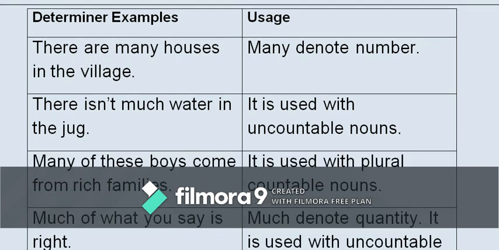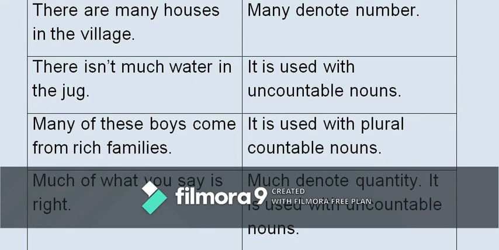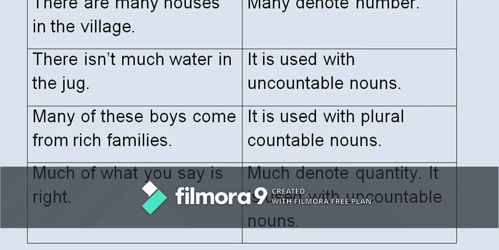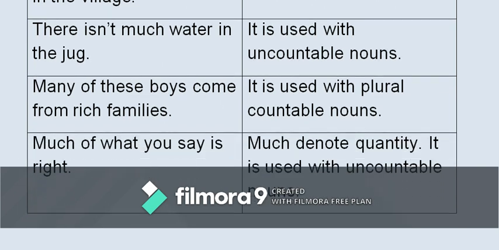Much of what you say is right. Now what you say, that is the context. So much of what, that is what we are considering as determiner. So much denotes quantity. It is used with uncountable nouns, that you cannot count anyone's words and say how much a person has said. That is right.